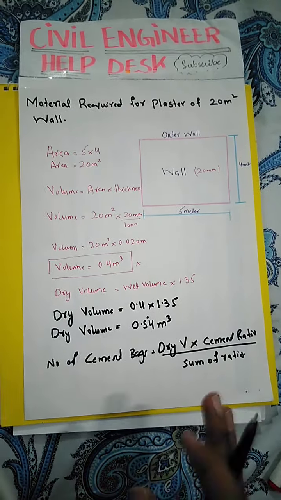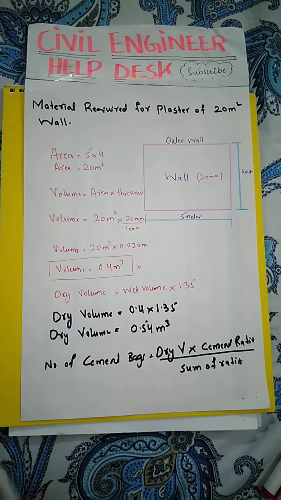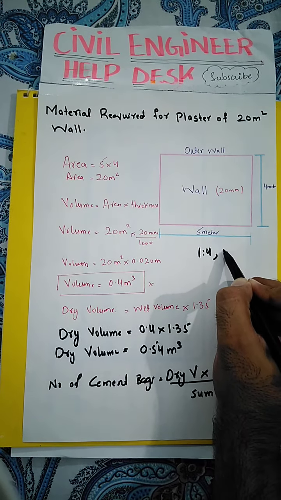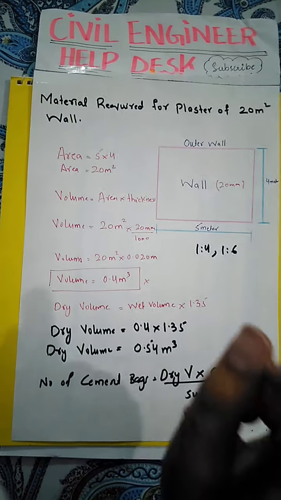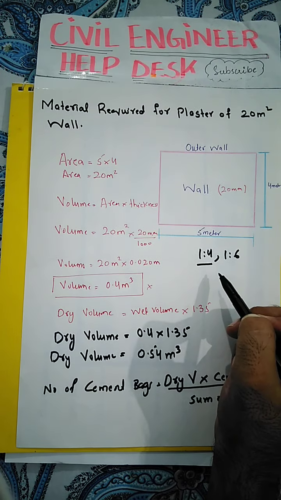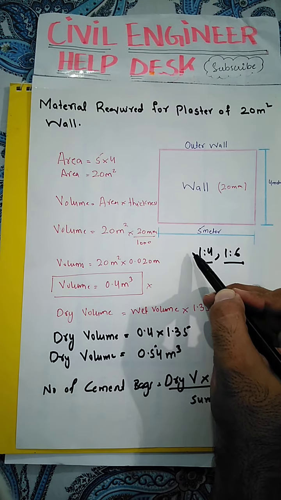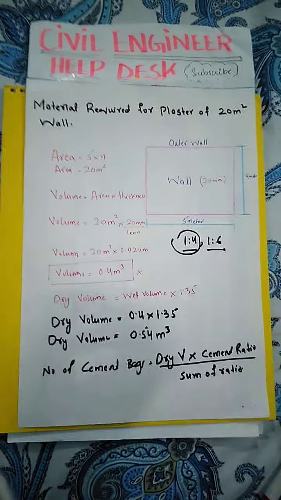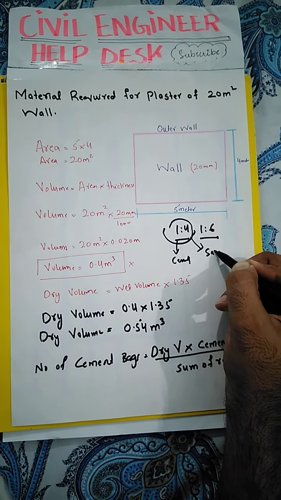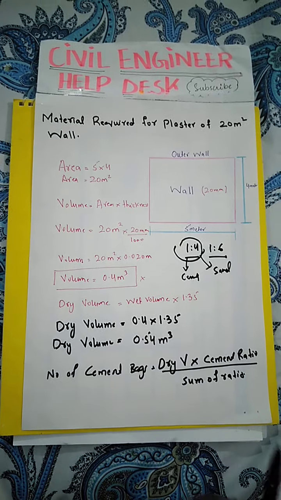Now viewers, what is cement ratio and what is sum of ratio? Viewers, for plaster there are two ratios. One is 1:4 and other is 1:6. Remember, for outer walls the ratio is 1:4 and for inner wall we use 1:6. This is an outer wall. For that 1:4 will be used. It means 1 means cement and 4 means sand. So here our ratio is 1:4 for plaster of outer wall.